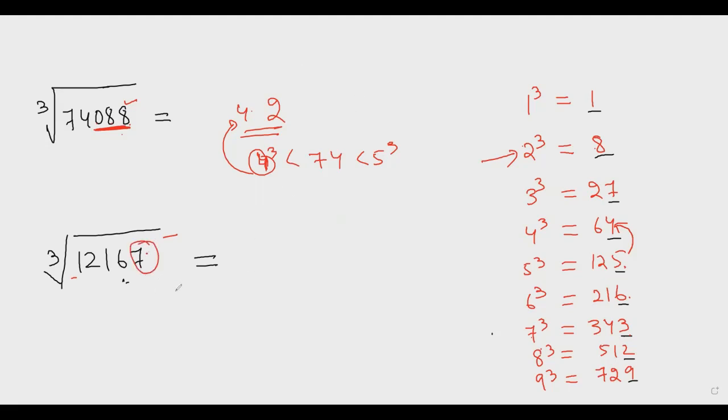Now how about here, 23? First look here: 7 cube ends in 3, so the last digit is going to be 3. No issue with that. Now neglect the 3 digits. What is left is 12. 12 lies between 2 cube and 3 cube, so which number do we have to take? The smaller one. So the answer is 23. There you go. Is that okay?